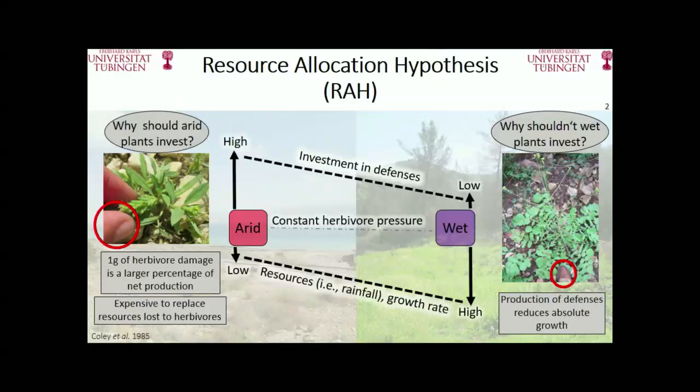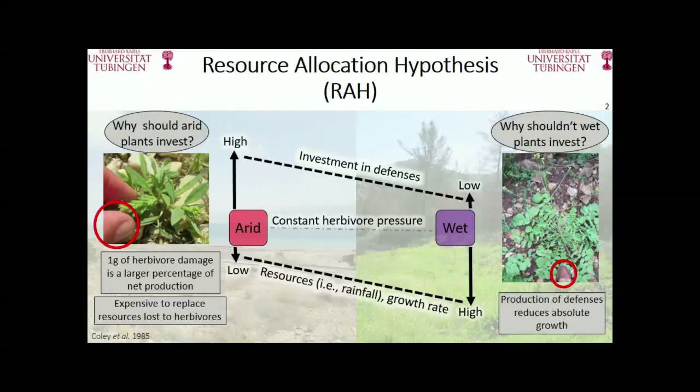And we can really see this in the real world. So here on the left, we have a plant taken from an arid area in the desert. You can see it's very small, it's not growing very fast. The scale here is my thumb. And then we move over to the wetter area. This is in a Mediterranean climate. The plant is much larger. We can see here the scale is my foot. So we can understand quite easily that 1 gram of herbivore damage in this plant is a larger percentage of its net production than in the Mediterranean plant. And therefore it is expensive to replace resources lost to herbivores.